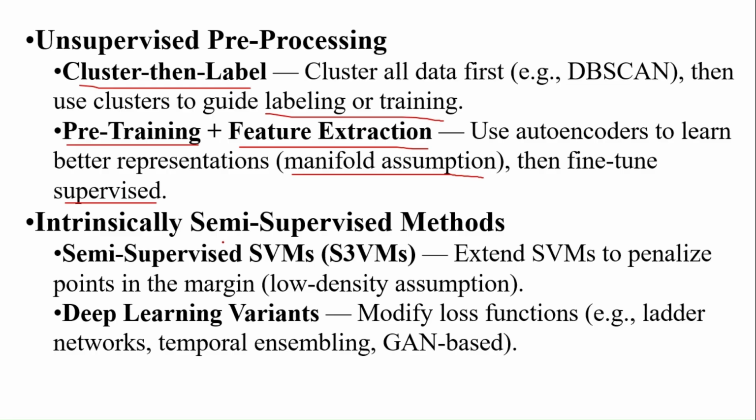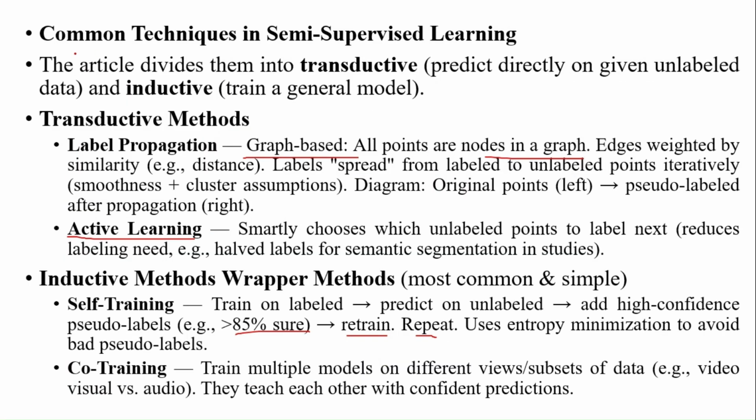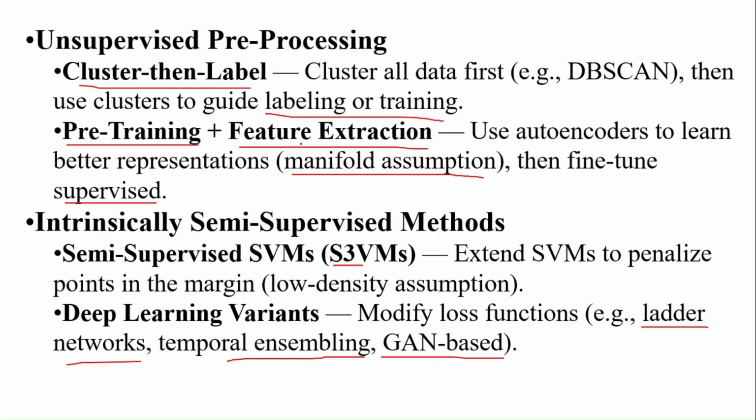So, in semi-supervised learning, we consider three approaches. First, semi-supervised support vector machines, extended to penalize points in the margin. That is the low density assumption; we use the low density assumption. Then we have deep learning variants that modify the loss functions, with ladder networks, temporal ensembling, and GAN-based methods. So these are the methods, and we have the common techniques in semi-supervised learning.